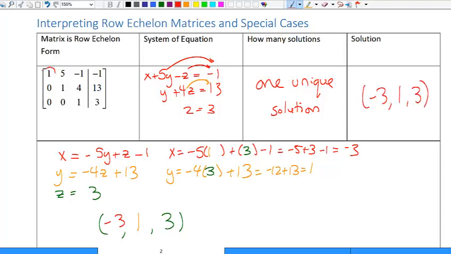So if I can get my equations to have 1s down the diagonal and 0s below, then I can get one unique solution like we've done in the past lesson.